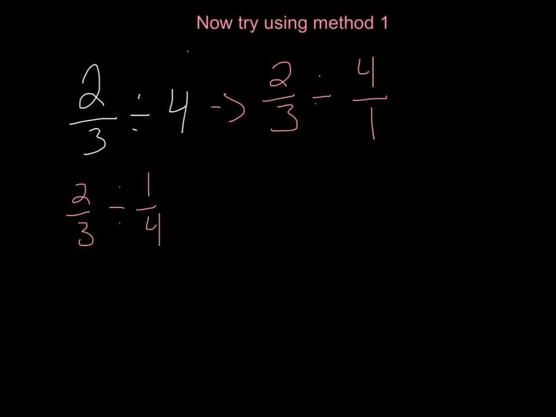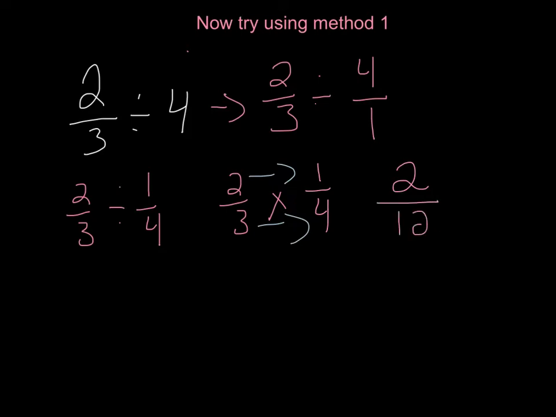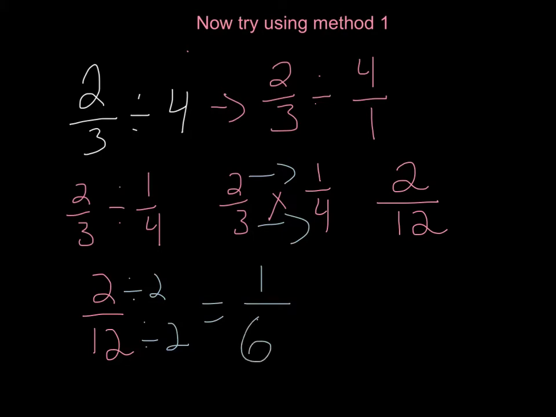Step 3 says multiply instead of divide. So we're going to have 2 over 3 multiplied by 1 over 4. All we're doing is multiplying straight across. 2 times 1 gives us 2, and 3 times 4 gives us 12. That leaves us with our last step, which is lowest terms. When we have 2 over 12, we divide each by 2, and that leaves us with a final answer of, again, 1 over 6.